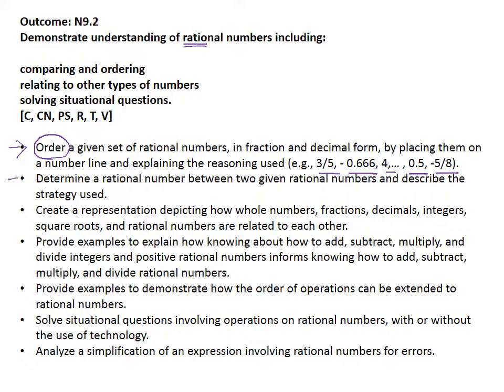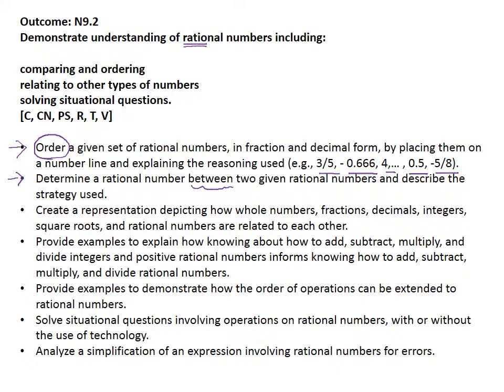The next indicator, determine a rational number between. So if these were all on a number line, could you come up with a number in between? So again, you'd have to have them all in the same form so that you can compare them. Create a representation depicting how whole numbers, fractions, decimals, integers, square roots, and rational numbers are all related to each other. So these are all examples of rational numbers as well.